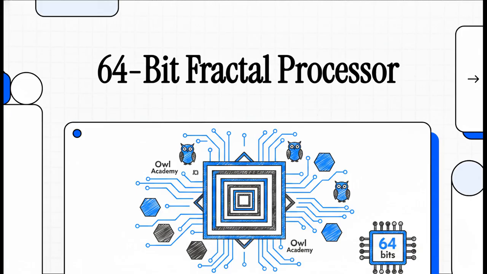In this explainer, we're diving deep into the OWL Academy's SHD-CCP GitHub repository. We are looking at a fundamentally new way to process information, specifically the 64-bit Fractal Processor. It completely challenges everything we currently know about how computers actually think and handle data, and it proposes a model that could honestly rewrite our limits on computational speed.